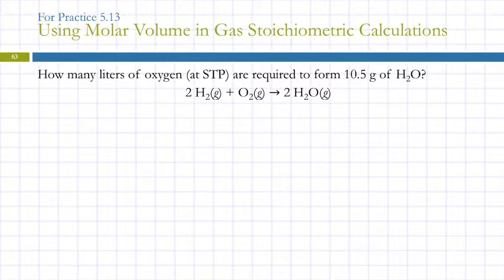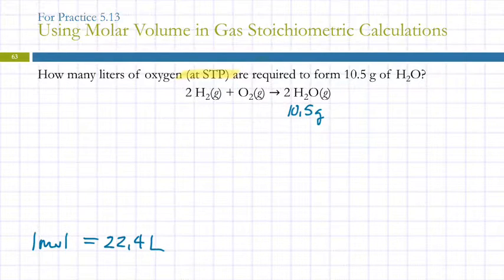Here's another one. How many liters of oxygen at STP are required to form 10.5 grams of water? At STP. Yes, we can use molar volume. So at STP means that 1 mole equals 22.4 liters for gases. So we've got 10.5 grams of water, and they're asking for liters of oxygen. So question mark, liters.